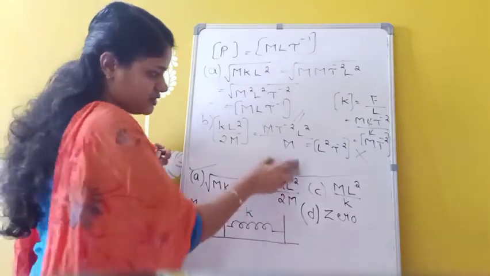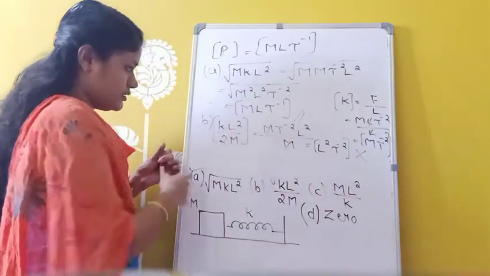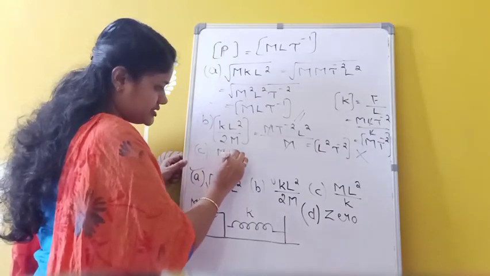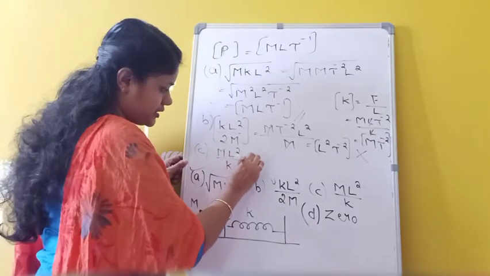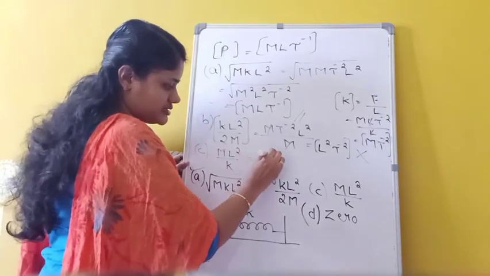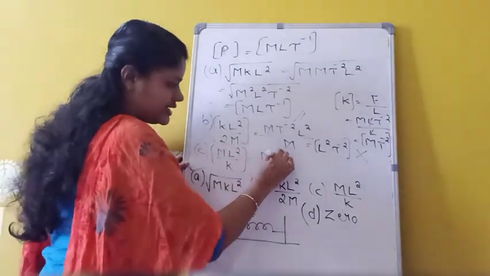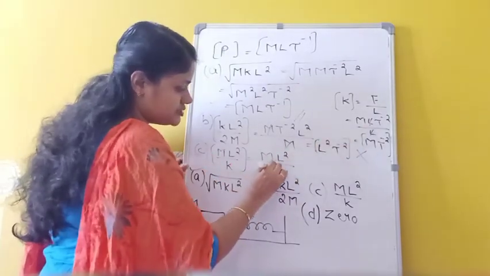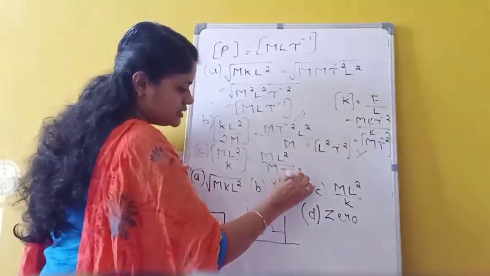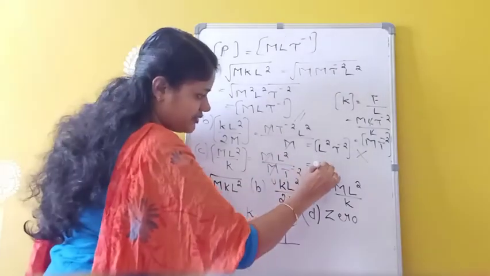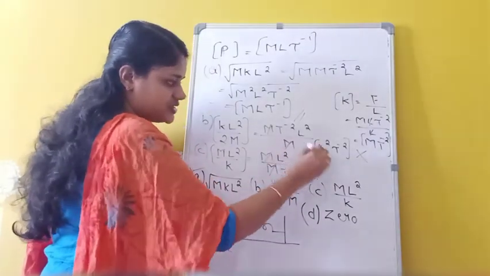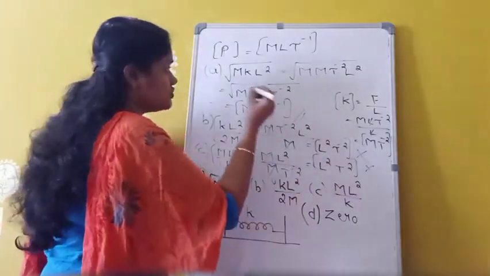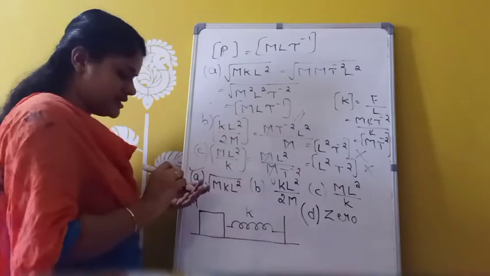Now we can check the third one also. See, third one we have m L square by k. So m dimension is mass itself, m. Okay. L square means L square itself, divided by k. What is the dimension? M T raised to minus 2. So it can cancel. So remaining we have L square, and this one I have taken in the numerator, so it becomes T square. So this is also not the dimension of momentum. So this is also not the correct option.